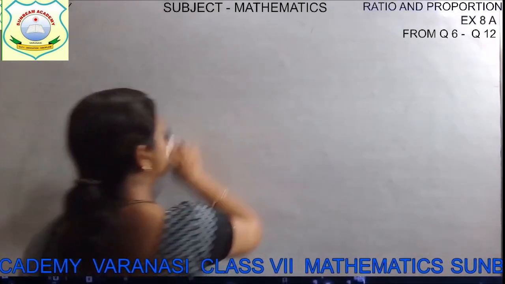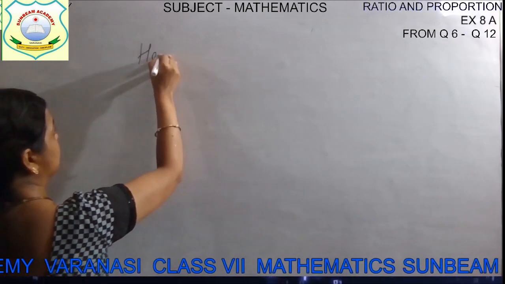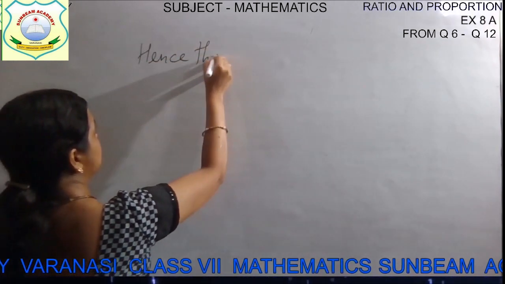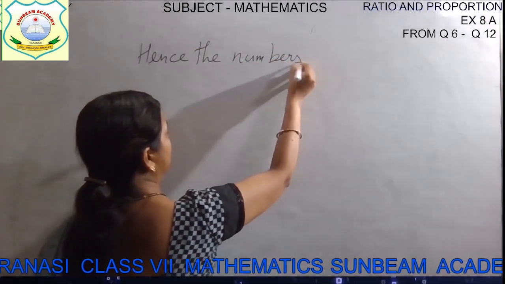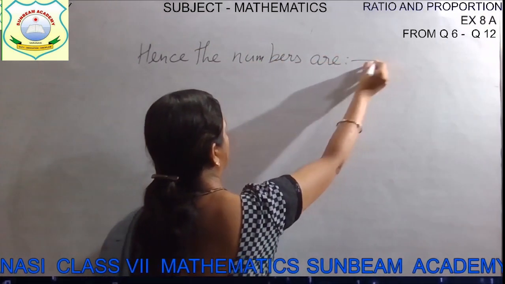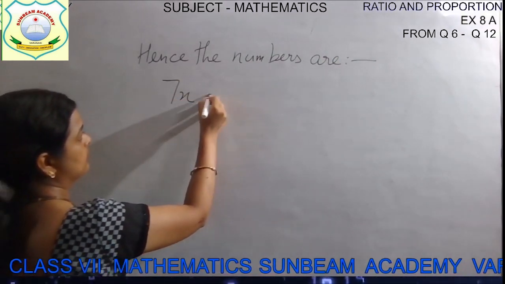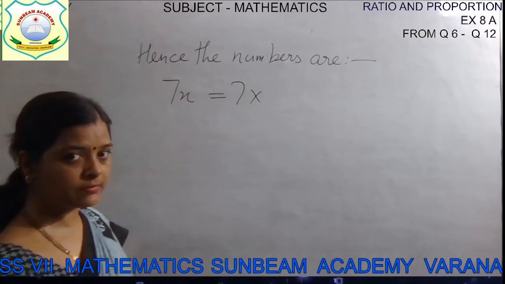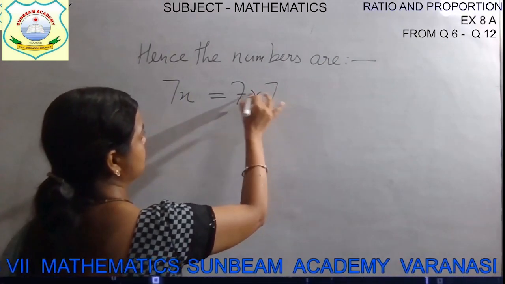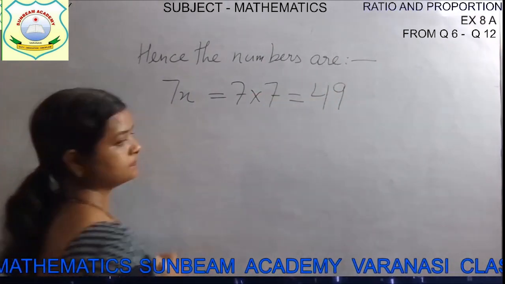Now our numbers are 7x, that is 7 into x value. What is the x value? 7. 7 into 7, that is 7 sevens are 49.